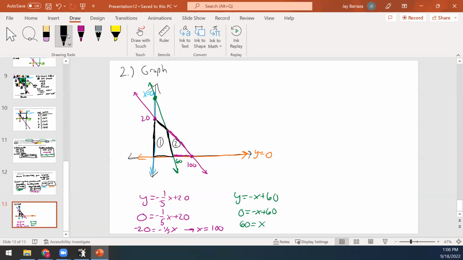So step 3 is test points. I can't use 0, 0 because 0, 0 is on the line, but I can use the point 1, 1. That works. This is for number 1. And then for number 2, just somewhere in there, I would do something like 61, 1. I just went slightly over and then slightly up.